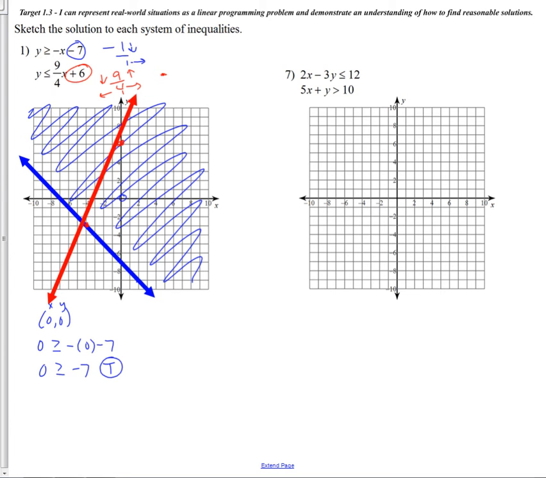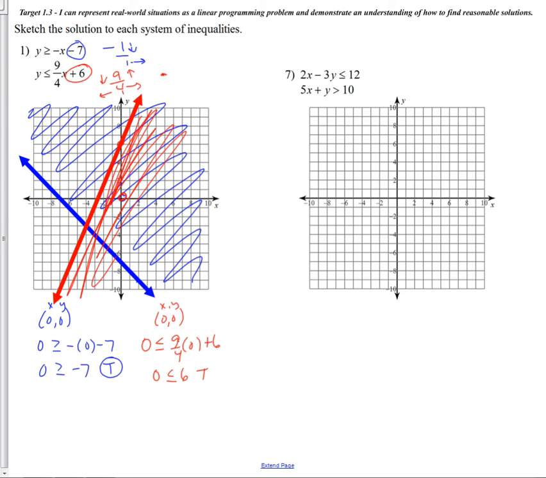Alright, so we have to test this one too to make sure that we know which side to shade. I'm also going to do 0, 0 in the second equation because it's not on the line. So I have 0 is less than or equal to 9/4 times 0 plus 6. That means 0 is less than or equal to 6. This is also true. So I'm going to shade over the 0, 0. Now remember, if you get a false reading here, you shade the other side of the line away from 0, 0, and see what happens then.